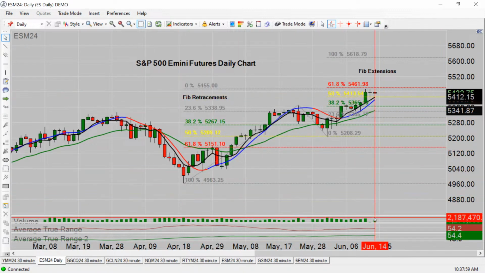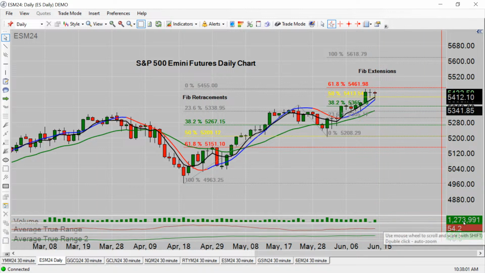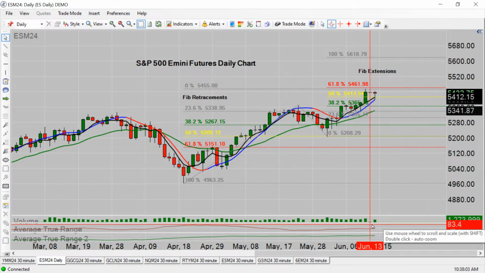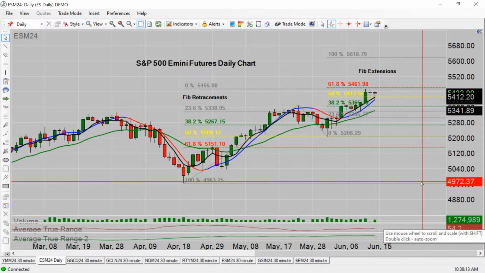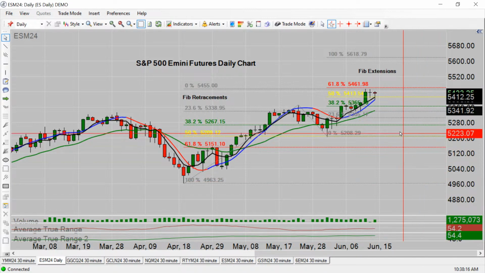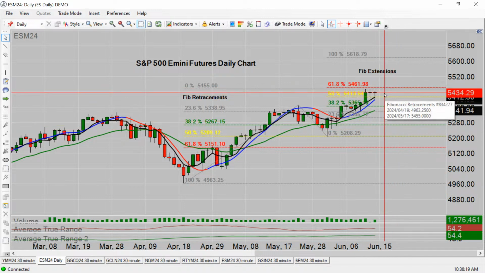And see on the M contract today, we've traded 1.2 million contracts. So there's still plenty of volume in the M contract. 1.274 million. 1.275. And price is higher than it was at the beginning of the broadcast.